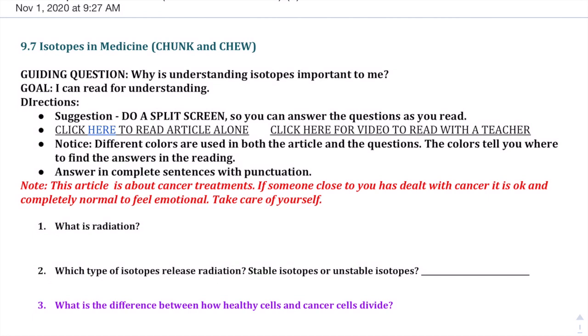And there in red, note, this article is about cancer treatments. If someone close to you has dealt with cancer, it is okay and completely normal to feel emotional. Take care of yourself. So I'm going to click here and open in Safari.